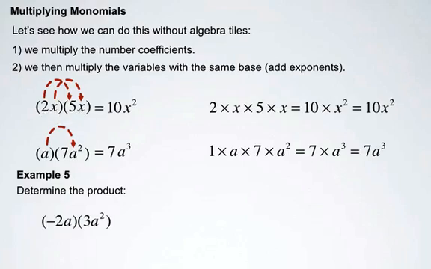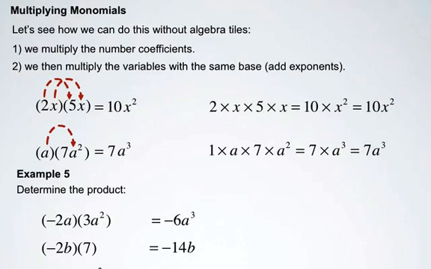So determine the product of negative 2a times 3a squared. Well, negative 2 times 3 is negative 6, and a to the 1 times a squared is a cubed. We added the exponents. Negative 2b times 7: negative 2 times 7 is negative 14, and b multiplied by b to the 0, or 1, or no b, so it just stays the same.